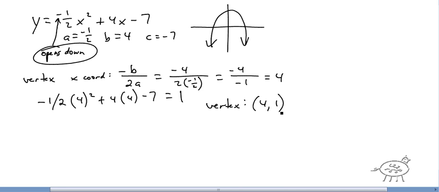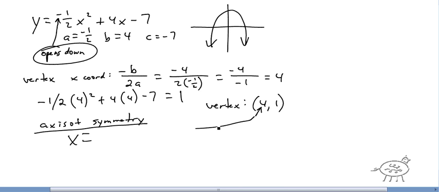Axis of symmetry. Remember, it's x equals that 4 right there. That goes right there: x equals 4. And please do not forget the x equals. If you just write 4 down for the axis of symmetry, I'm going to mark it wrong. So it's got to be x equals 4 as your axis of symmetry.